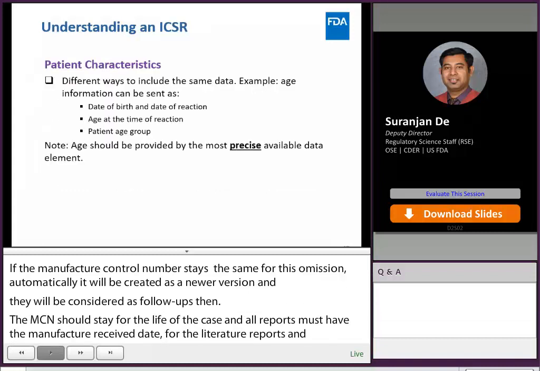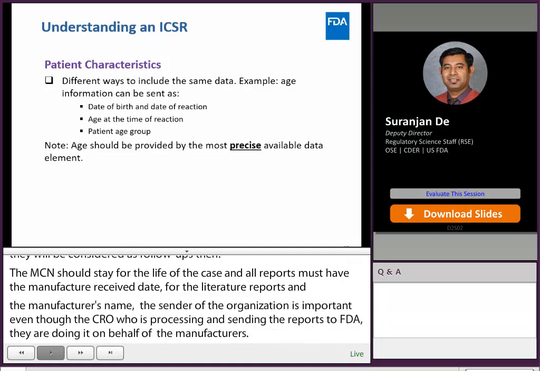With patient characteristics, some important areas, like the age of the patient, can be determined through date of birth and date of reaction, or the age at time of reaction and patient age group. So there are different ways to determine age, but whichever is the most precise that is available to you, you should be submitting that precise information.